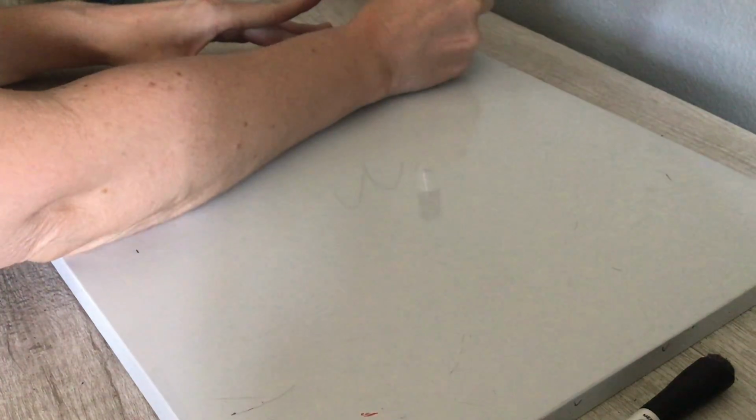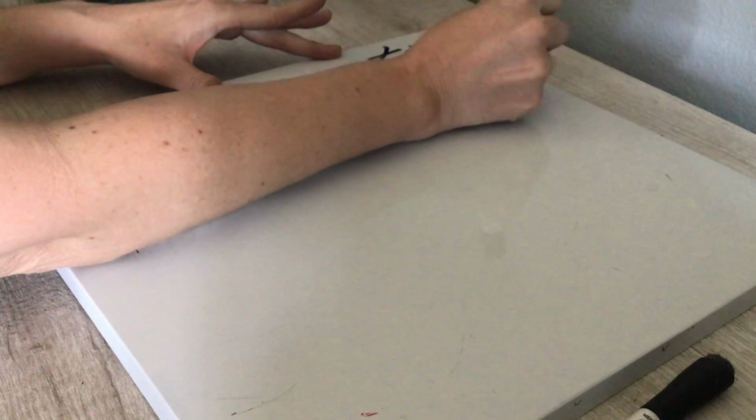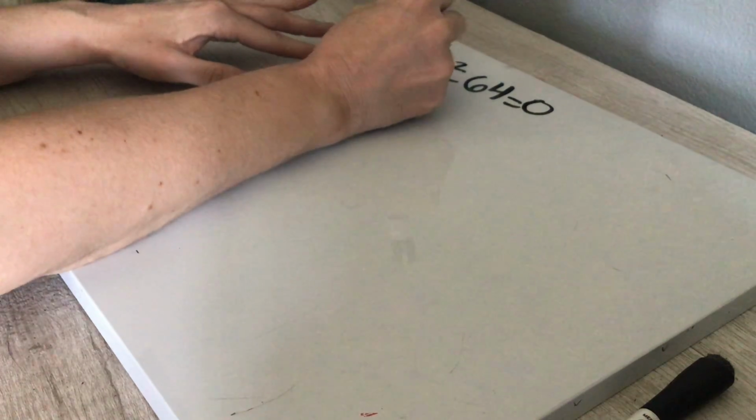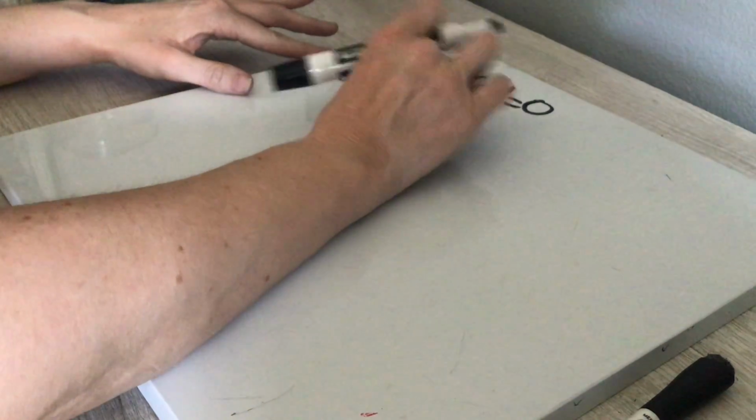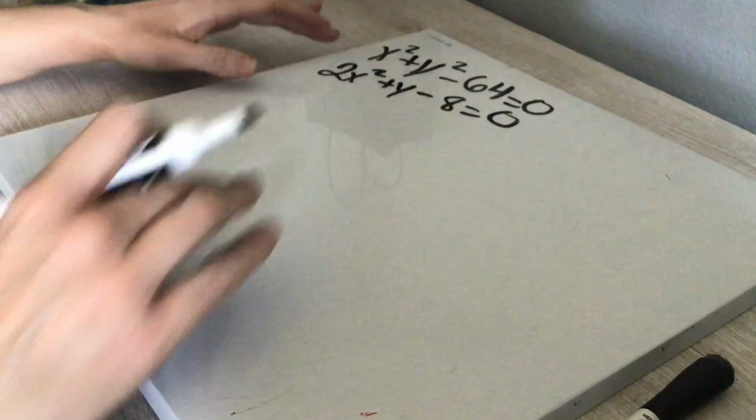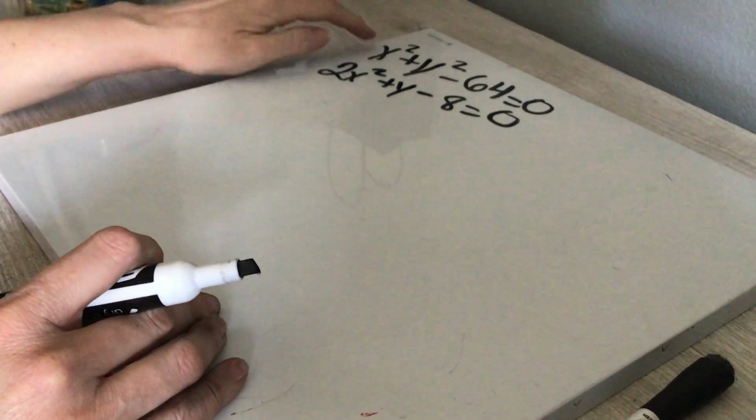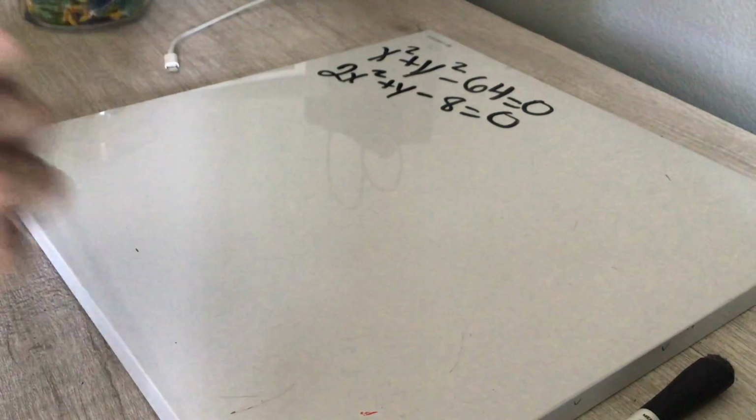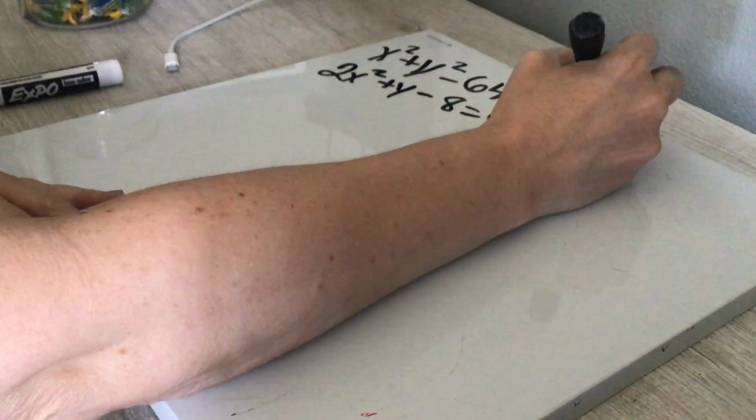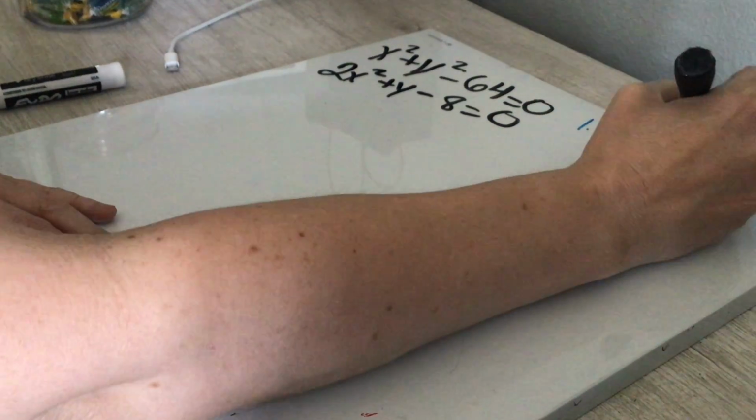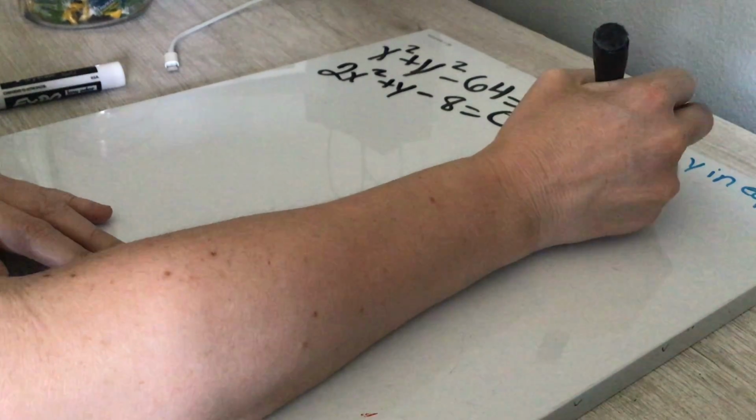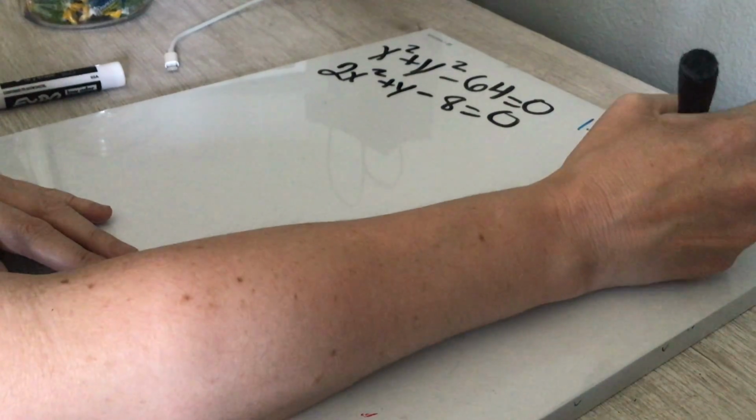Okay, so my next one says x squared plus y squared minus 64 equals 0, and 2x squared plus y minus 8 equals 0. Looking at these, y is easy to solve for. X squared, y squared, not so easy because you have to take square roots. So I'm going to solve for y in the second equation. So that means y equals negative 2x squared plus 8.